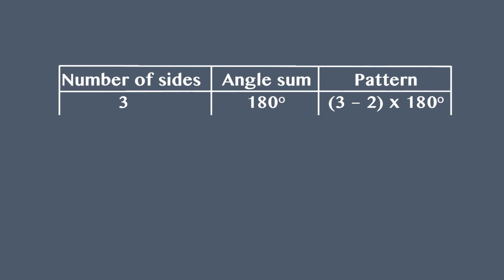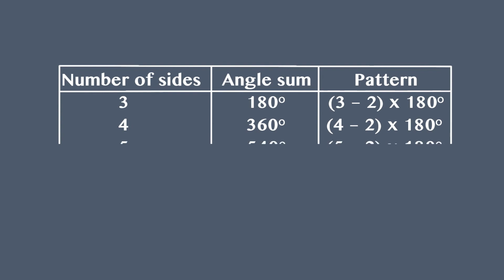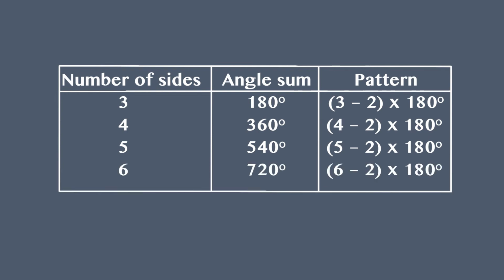For a three-sided polygon, we have the angle sum is equal to 180 degree, which is equal to 3 minus 2 into 180 degree. For a four-sided polygon, we have angle sum equal to 360 degree, which is equal to 4 minus 2 into 180 degree. For a five-sided polygon, we have the angle sum is equal to 540 degree, which is equal to 5 minus 2 into 180 degree. For a polygon of 6 sides, the angle sum is equal to 720 degree, which is equal to 6 minus 2 into 180 degree.